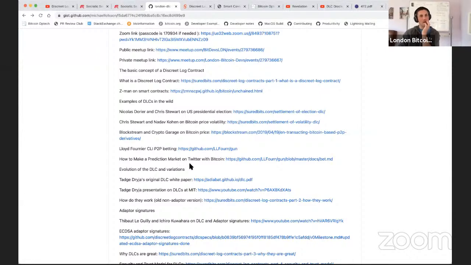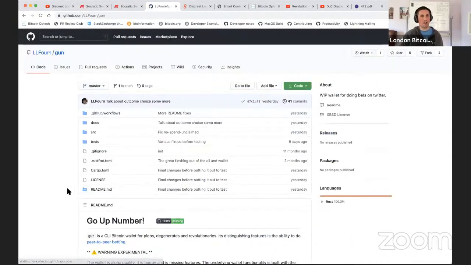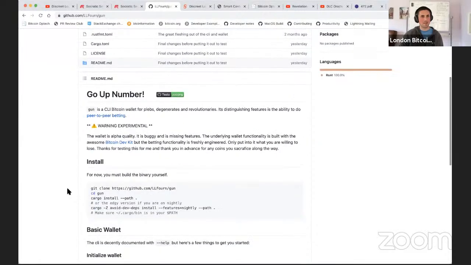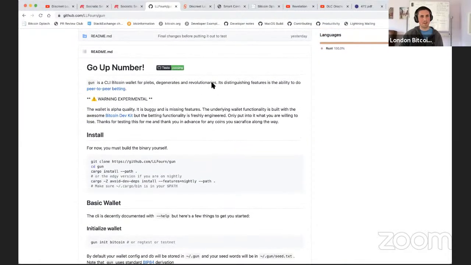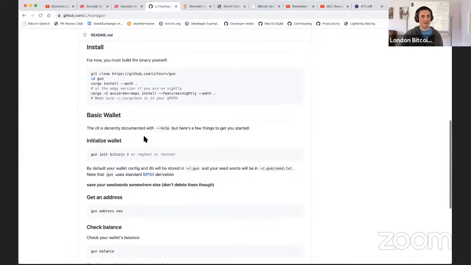Just before we do that, this did look cool. I just saw this earlier today. Lloyd Fournier did a paper on how to make a prediction market on Twitter with Bitcoin. So similar to what you and Nadav did, I think, or no, you and Nicholas did on Twitter. And he's also made a betting wallet on betting the Bitcoin price for plebs, degenerates, and revolutionaries. I just found that earlier.